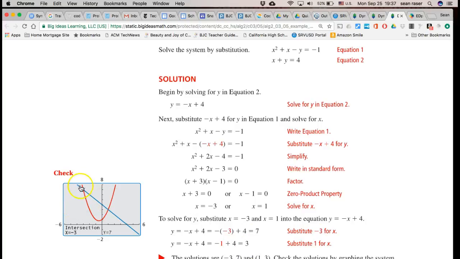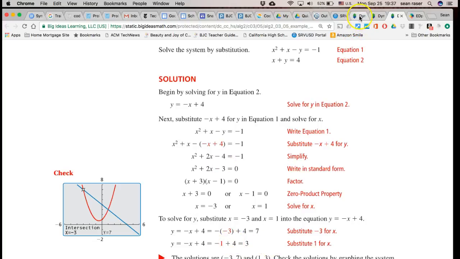Now, just so you can see what the graph would look like, in the previous video you saw an example that just had one solution. This is an example that has two solutions. We have our line, and we have it intersecting our parabola at two different points. So we've got both points of intersection. We've got 1, 3, and then negative 3, 7 are the two intercepts, and those are the two points of intersection. Those are our two equation solutions right there.